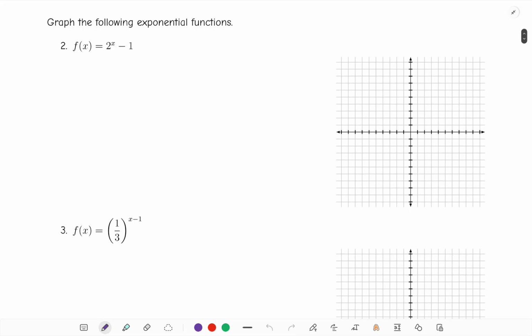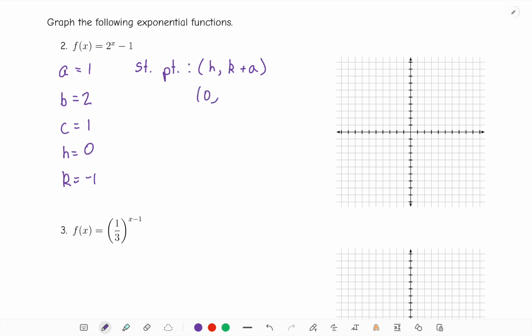Question 2. F of x equals 2 to the x minus 1. So first I'm going to go through. A is equal to 1, B is equal to 2, C is equal to 1, H is equal to 0, and K is equal to negative 1. So our starting point is H comma K plus A. H was 0, so 0. K plus A was also 0, so our starting point is 0, 0.